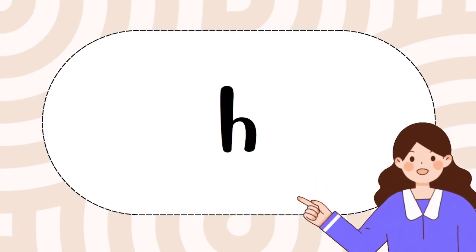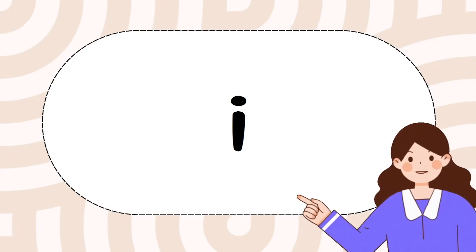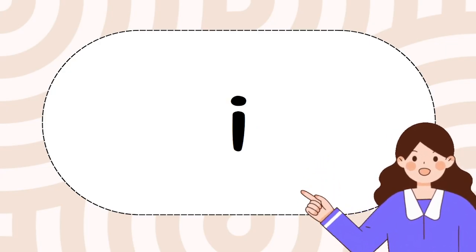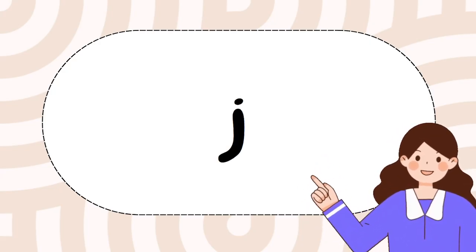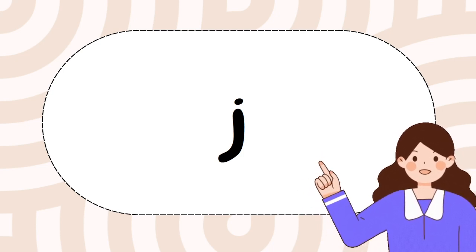This is letter H. Letter H sounds H. H. Letter H sounds H. This is letter I. I sounds E. E. Can you repeat? I sounds E. This is letter J. Letter J sounds J. J. Can you repeat? J sounds J.